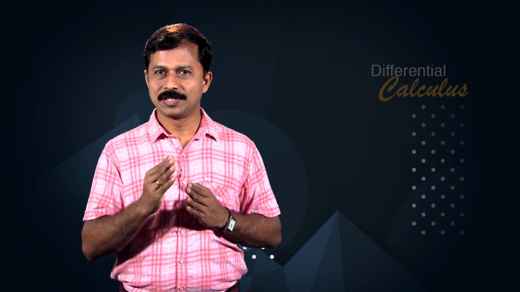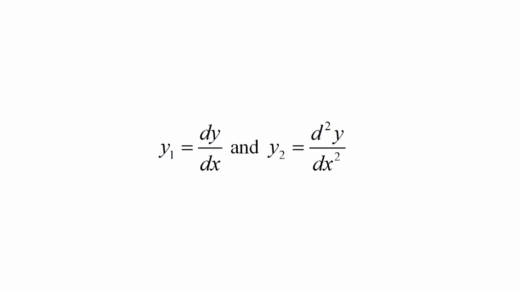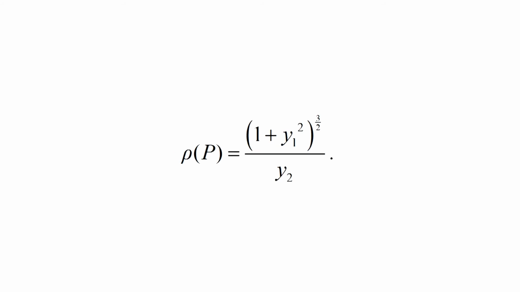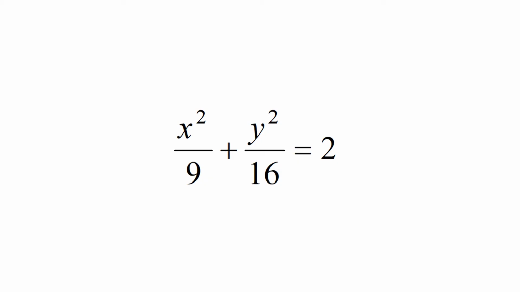Using the notations y1 is equal to dy by dx and y2 is equal to d square y by dx square, the formula for radius of curvature takes the form rho of P is equal to (1 plus y1 square) all raised to 3 by 2 all divided by y2. As an example, we find the radius of curvature of the ellipse x square by 9 plus y square by 16 is equal to 2 at the point ordered pair 3, 4.